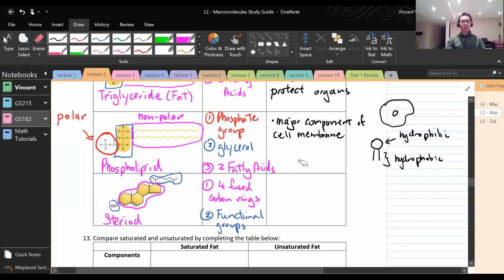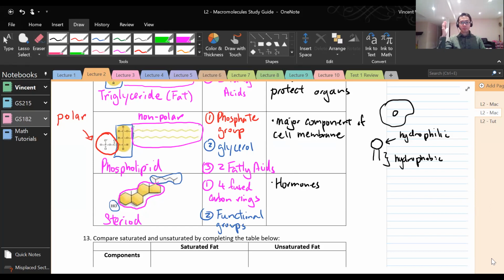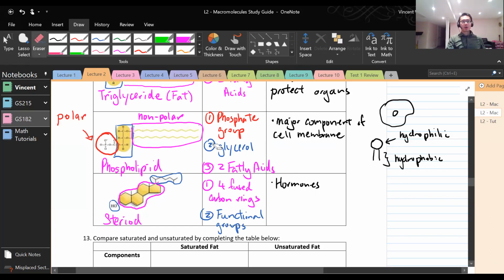So an example of a function for steroid is hormones. Not all our hormones are steroids. We have two classes of hormones. We have the protein hormones, such as insulin, for example, and then we have the steroid hormones. One is protein-based, one is lipid-based, and they function differently. So examples of steroid hormones would be the sex hormones.